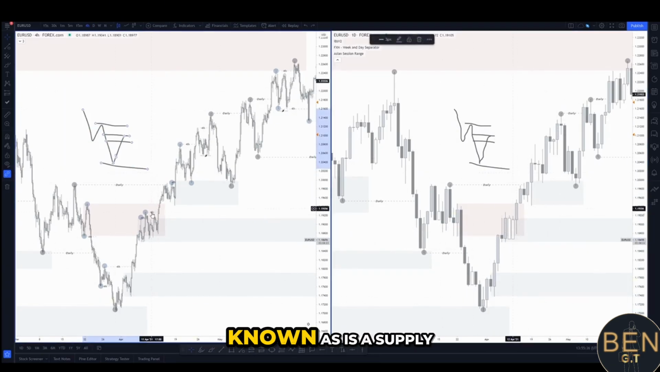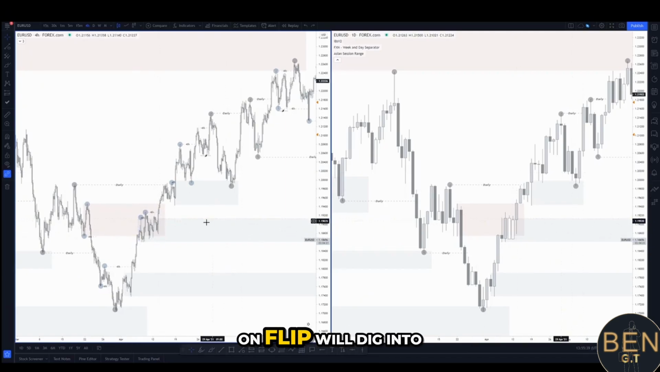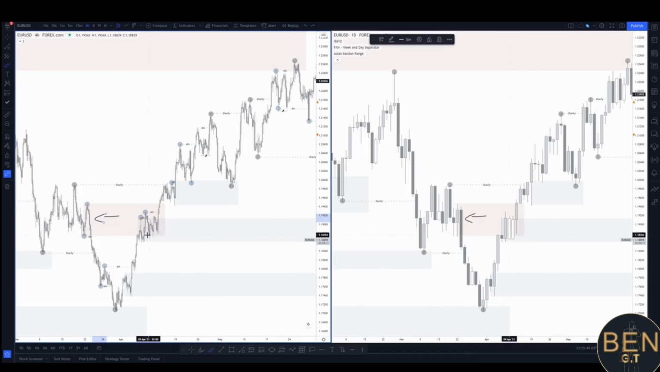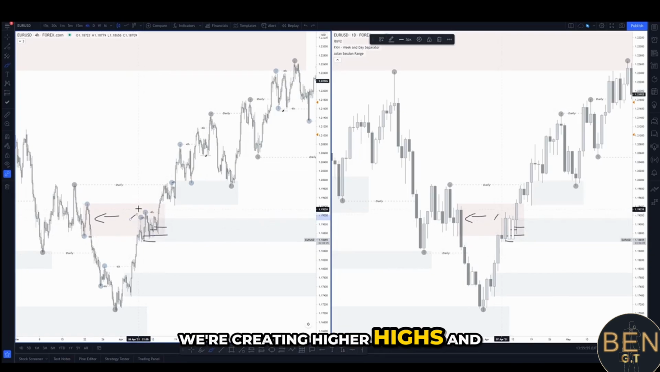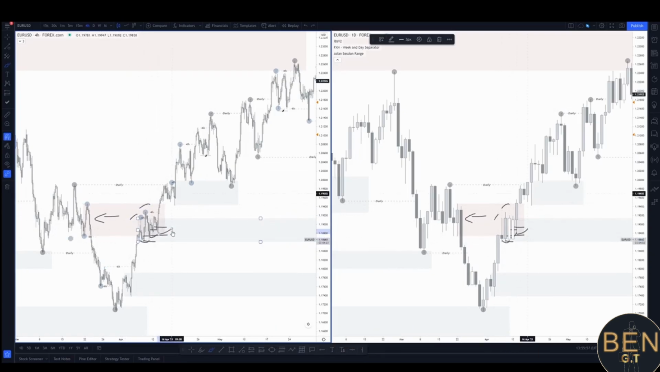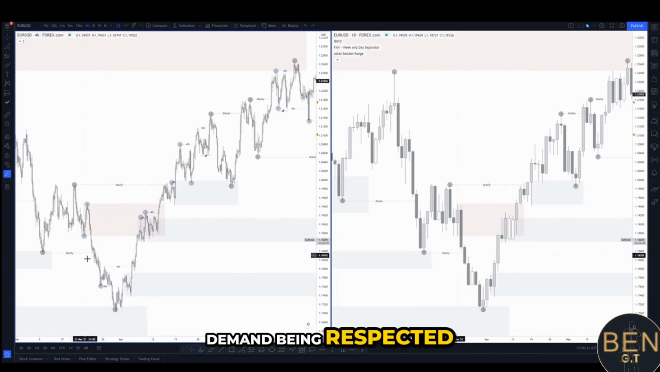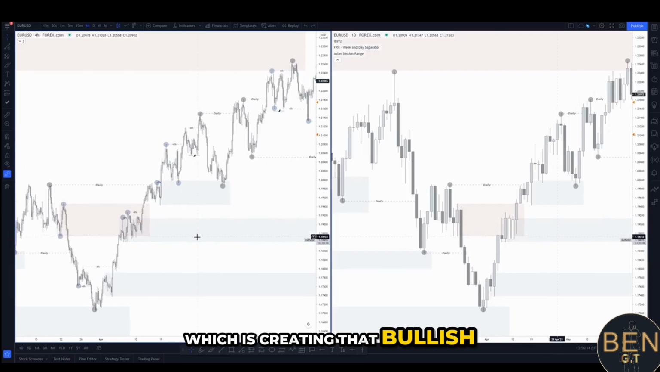And what this will be known as is a supply and demand zone flip. We'll dig into those in future videos, but what we can see is this is the first sort of aspect of supply failing. And we're starting to see demand being respected. As I mentioned in the previous video, we're creating higher highs and higher lows. And we're also seeing supply being invalidated or failing. And we're seeing demand being respected, which is creating that bullish market structure.